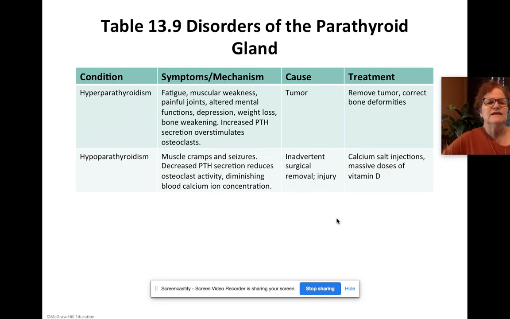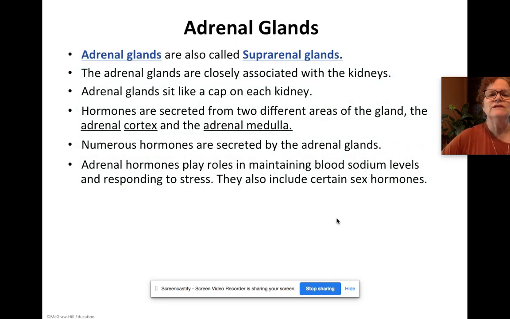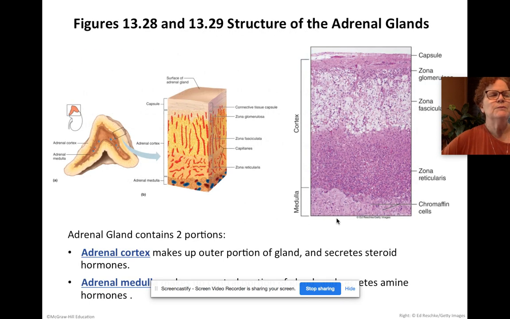Some disorders here: hyperparathyroidism, hypoparathyroidism, the opposites there. Adrenal glands. So know where these are, closely associated with the kidneys. They sit on top of the kidneys. So take a look at that. It can be important with sodium levels. It has two sections. So it's got the cortex, which is this outer layer, and then the adrenal medulla is here on the inside.